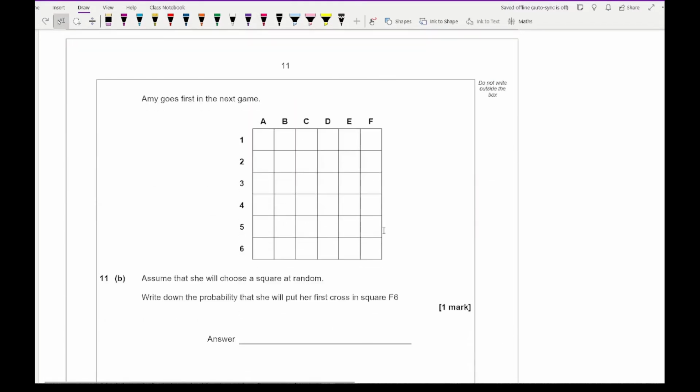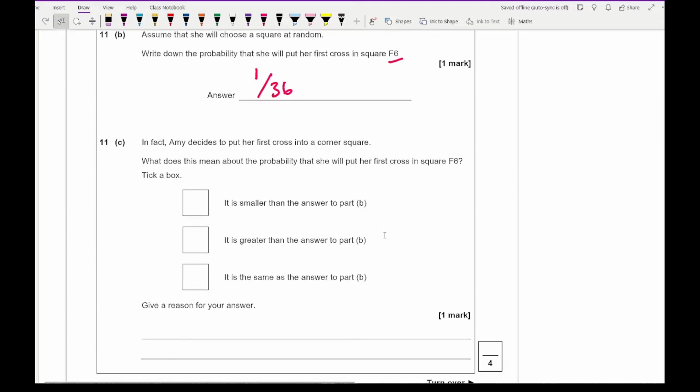Then, Amy goes first in the next game. Assume that she will choose a square at random. Write down the probability that she puts her first cross in the square F6. Well, how many F6s are there? Well, there's 1. And how many squares are there altogether? Well, there are 36.